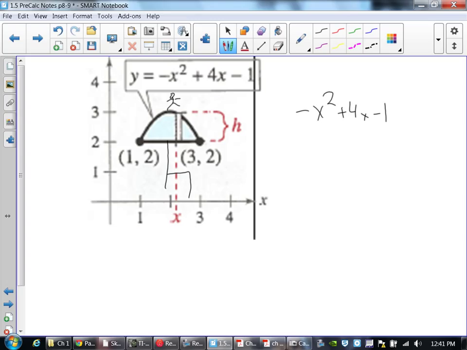What do I have to subtract out? The chair. What's the equation of the big chair? H equals negative x squared plus 4x minus 3. Those are ordered pairs, guys. What is the equation of the bottom?